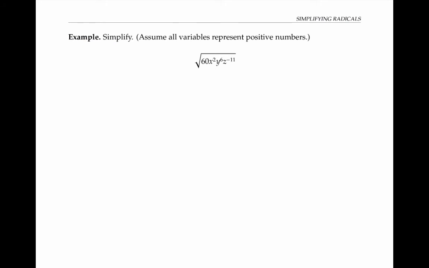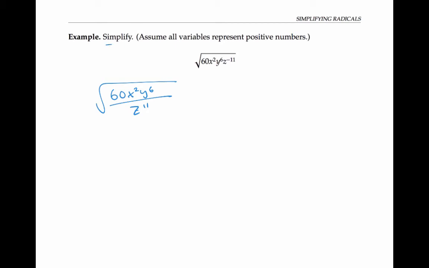Now let's do an example simplifying a more complicated expression with exponents in it. I want to take the square root of all this stuff, and since I don't really like negative exponents, I'm first going to rewrite this as the square root of 60x squared y to the 6th over z to the 11th. So I'll change that negative exponent to a positive exponent by moving this factor to the denominator.